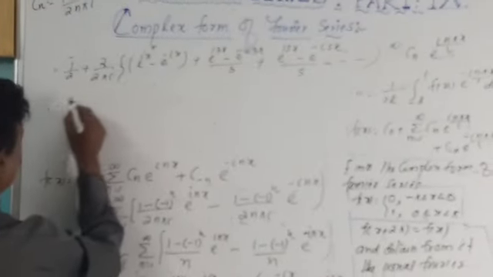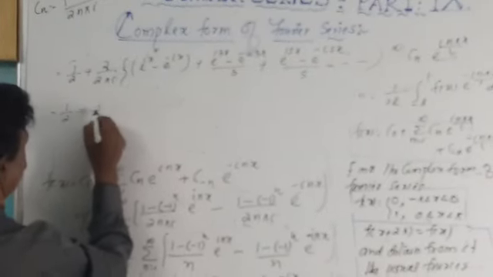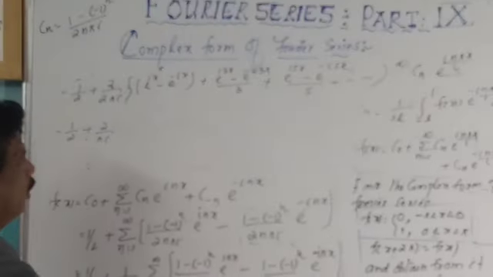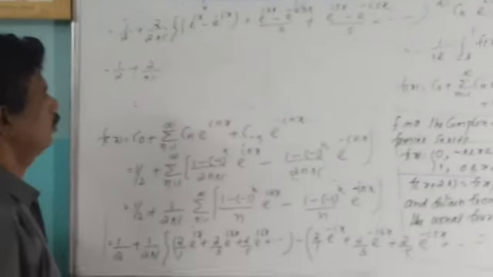Then we can cancel this 2 on this, for 1 by 2 plus 2 by pi i into e raised to i x minus e raised to minus i x, which equals 2 sin x. Since there is a 2 there, we can write this as 2 sin x. This is equal to 2 sin 3x by 3.